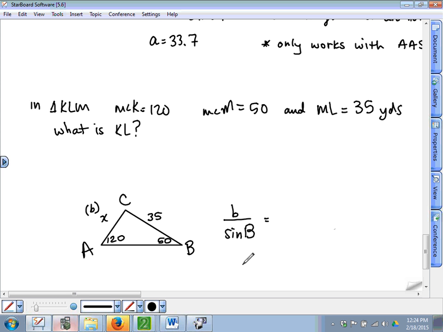Now we have to decide on the other part. Remember, we only used 2 of the parts. We've been given, the way I've labeled it, angle A and the side across from it, side A. So those would be the other 2 parts we ought to use. Side A is 35, and then that's divided by the sine of angle A, which is 120. I'm going to replace capital B actually with 50. Capital B is 50 degrees.